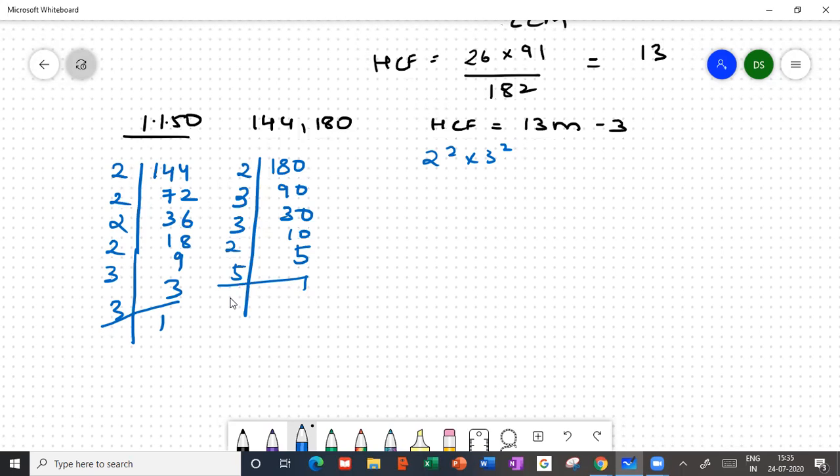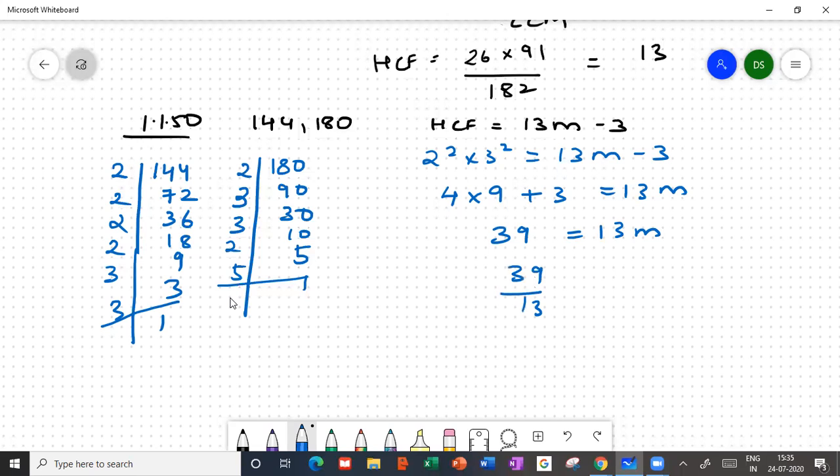Okay, so this is an equation based question, right? They have given you that the HCF is 13m minus 3, and you need to find m. So what will you do? Using the two numbers, you find the HCF value. So you get a number here and then equate it with 13m minus 3. So this is basically 4 into 9, right? 4 into 9 plus 3 is 13m. So 36 plus 3, 39 is 13m. 39 by 13 is m. Therefore, m is 3. Correct? You don't need to find the LCM.